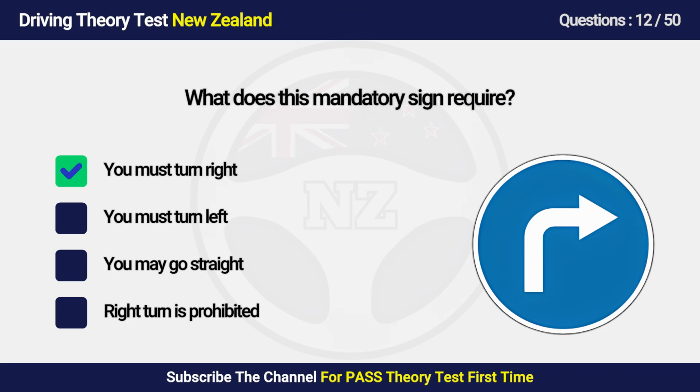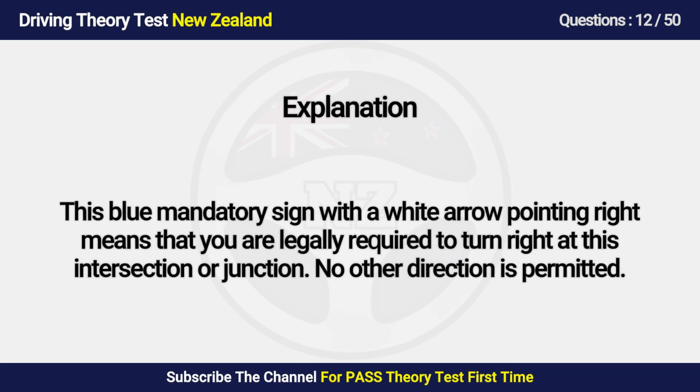Answer is A, you must turn right. This blue mandatory sign with a white arrow pointing right means that you are legally required to turn right at this intersection or junction. No other direction is permitted.